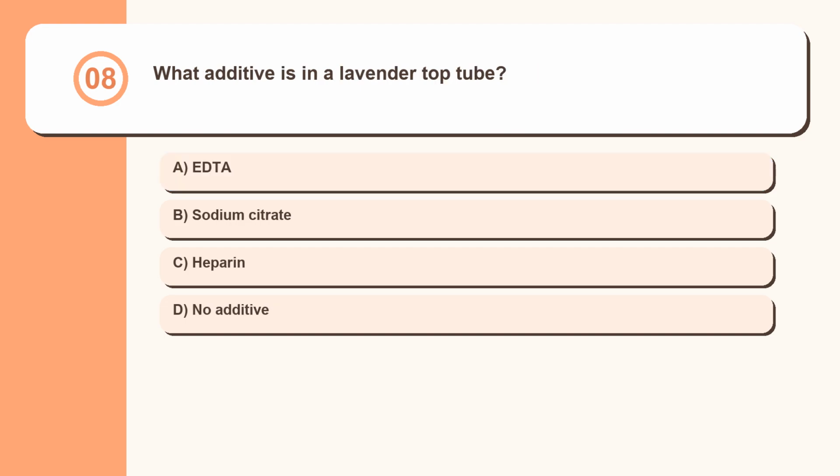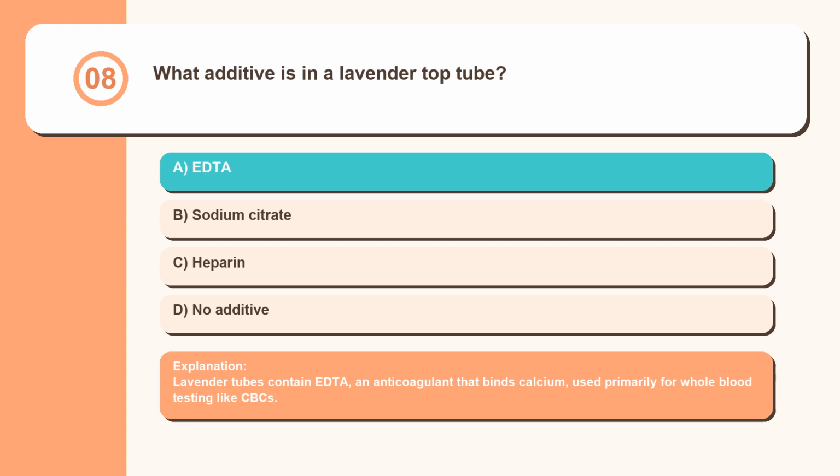Question 8. What additive is in a lavender top tube? EDTA, sodium citrate, heparin, no additive. Lavender tubes contain EDTA, an anticoagulant that binds calcium, used primarily for whole blood testing like CBCs.